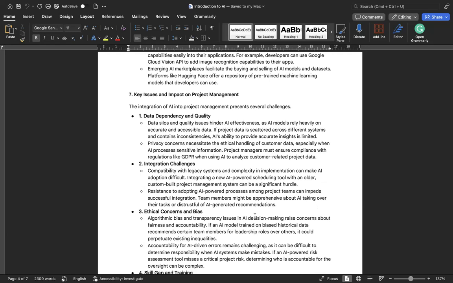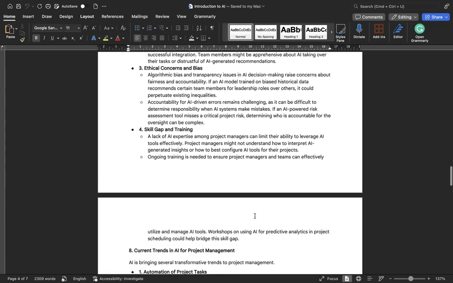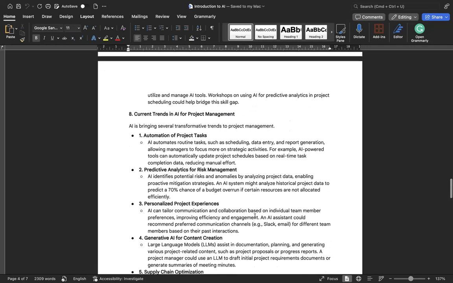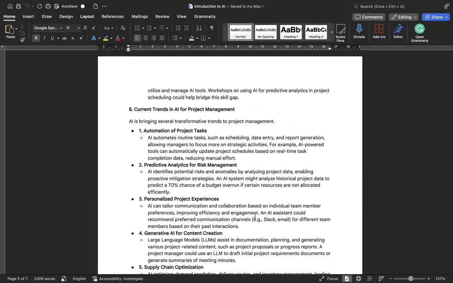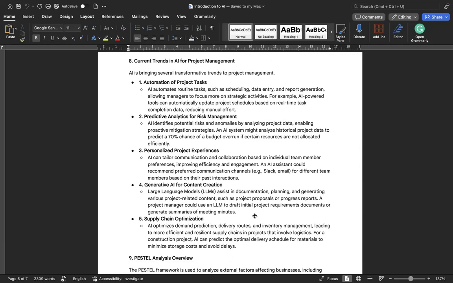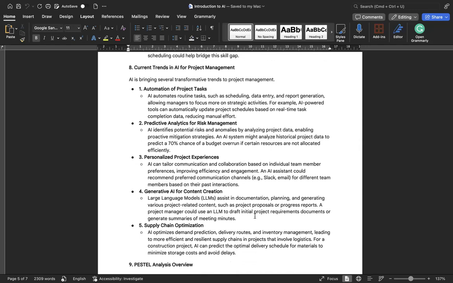These are the key issues and impacts on project management. Then, what are the current trends in AI for project management? Yes, we have the automation of project tasks, and also predictive analytics for risk management. Now we have personalized project experiences as well. And generative AI for content creation is also there. We can also use supply chain optimization mechanisms. We can consider these as the current trends in AI for project management.